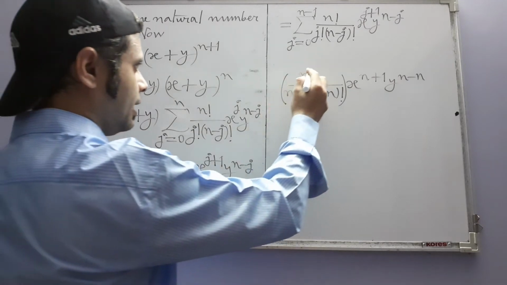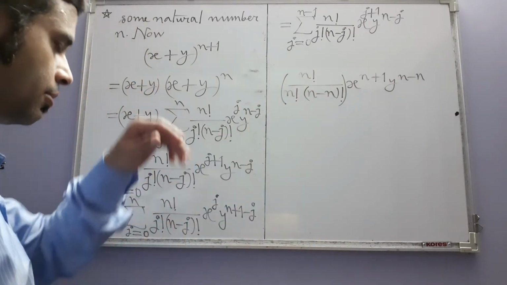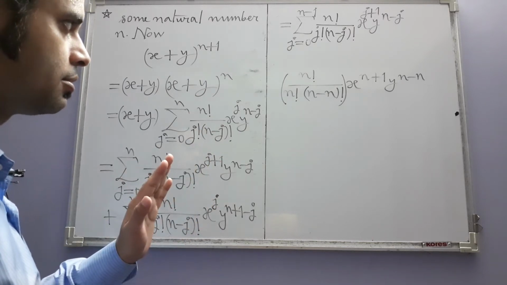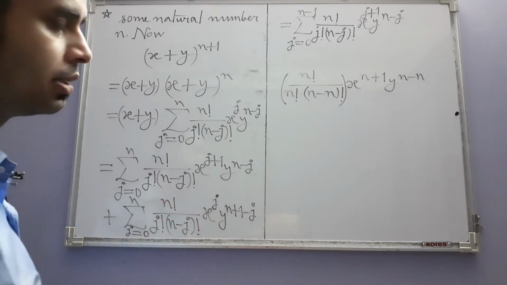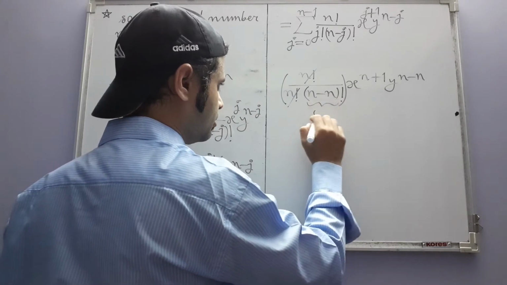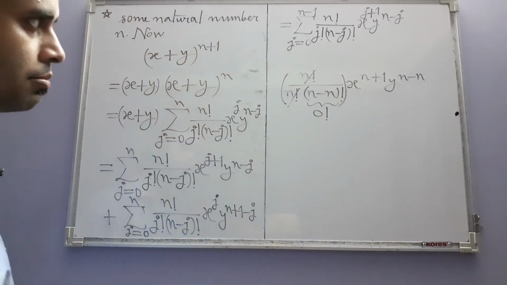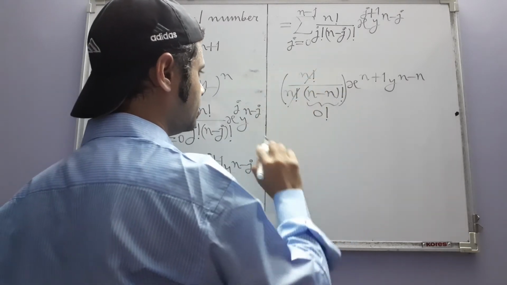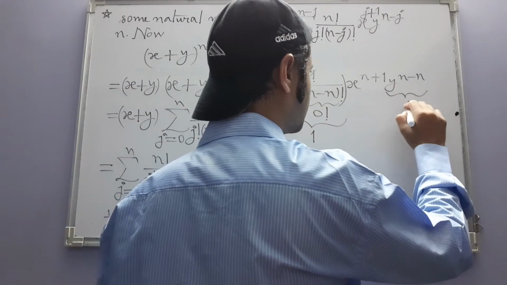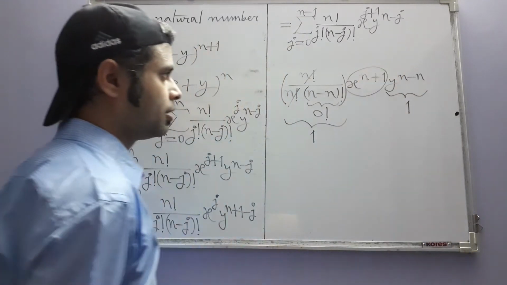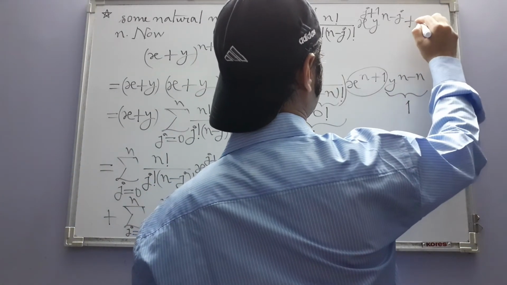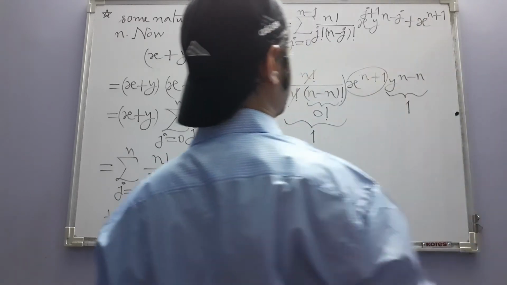N factorial and n factorial cancel out. There is no problem with that provided n factorial is not 0. It is never 0. We have already said that. So these two things cancel out, and here in the denominator you have 0 factorial, which becomes 1. So that means this part within the round brackets entirely becomes 1. So we are left with only x to the power n plus 1. So that means plus x to the power n plus 1.